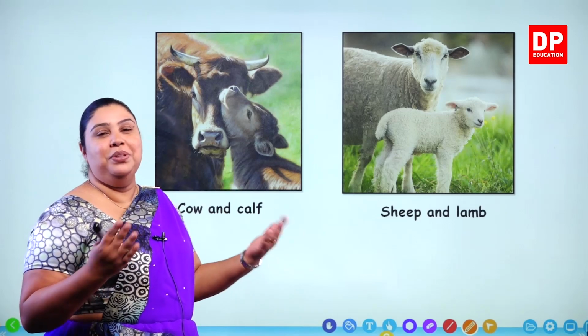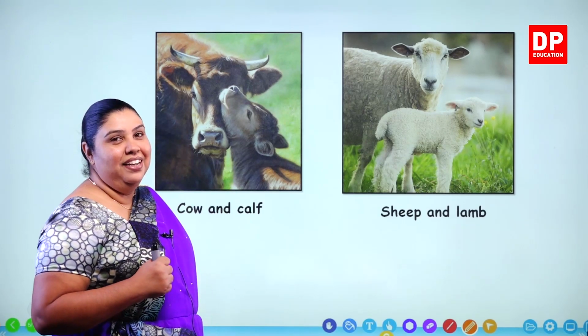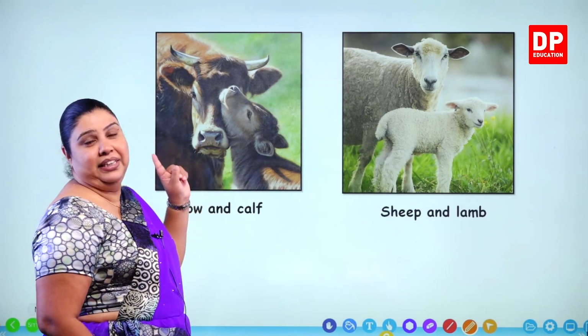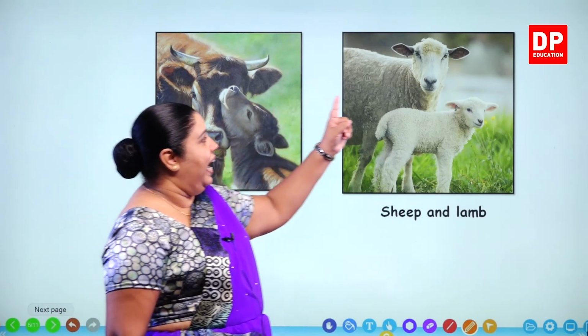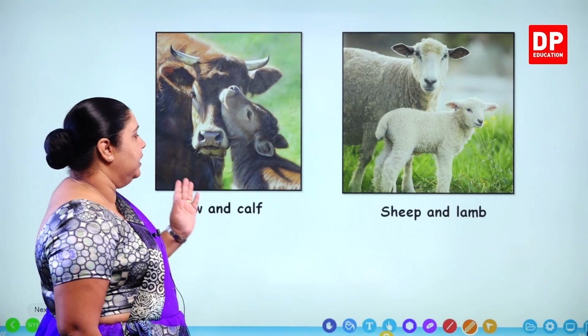Another two beautiful animals. They are so cute. Can you see? We have the babies as well. We have a cow in this picture and we have a sheep on our other picture. So, who is a cow?